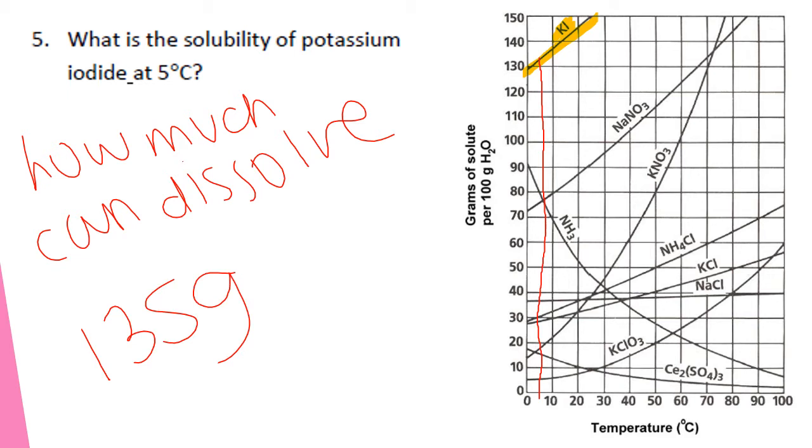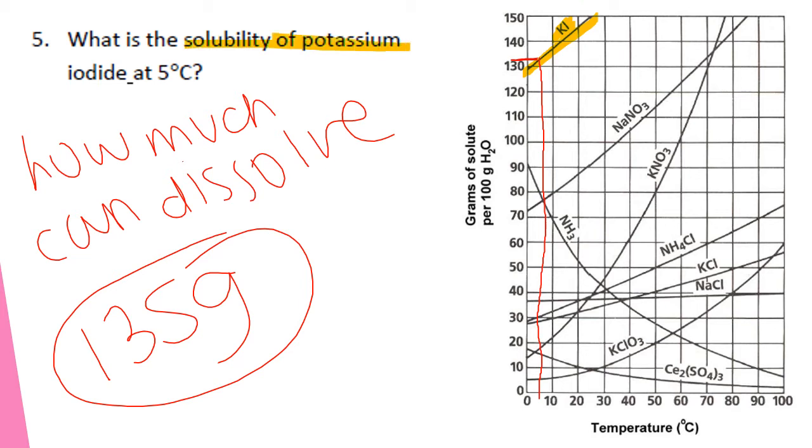I'm not looking for exact numbers. That's a very good estimate. Maybe it's 133, 134, it doesn't really matter. If you said 100, that's obviously wrong. Anywhere from 130 to 140, I would take, although I would say 130 is wrong and 140 is definitely wrong, but somewhere in between those values. So if you see a question, what's the solubility? That just means how much of it can dissolve.